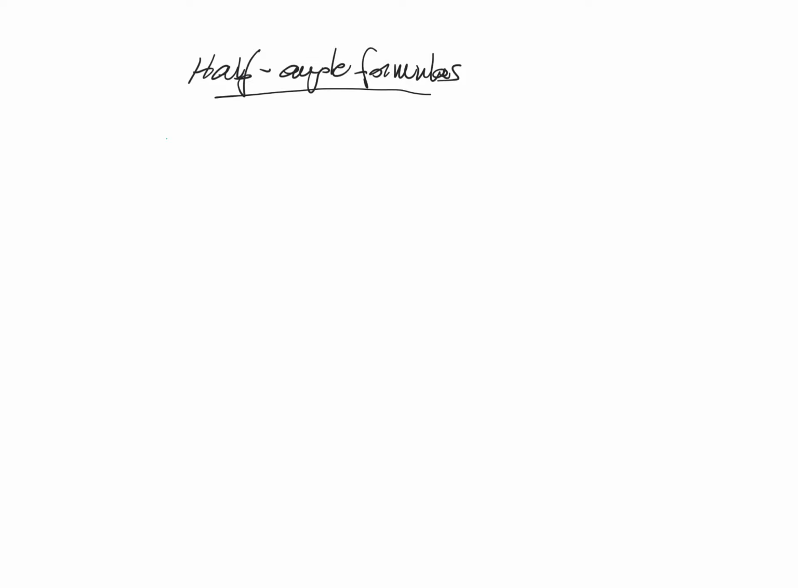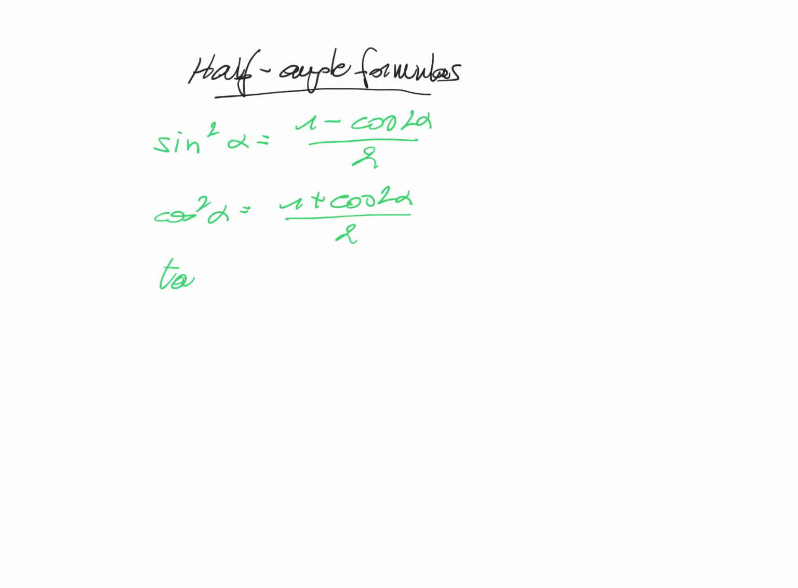So the formulas in this case are sine squared of alpha equals (1 minus cosine 2 alpha) divided by 2. Cosine squared of alpha is (1 plus cosine 2 alpha) divided by 2. And tangent squared of alpha equals (1 minus cosine 2 alpha) divided by (1 plus cosine 2 alpha).